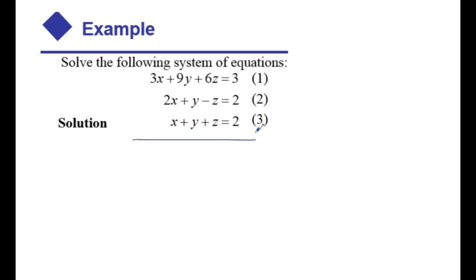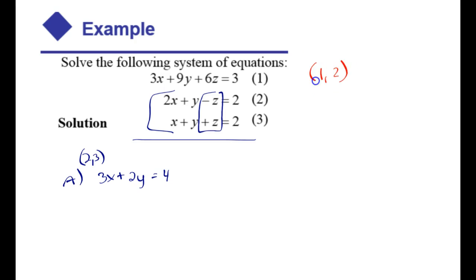So let's try this process again. You don't always have to eliminate z, but it looks like z's are pretty easy to eliminate right here. So I'm going to use lines 2 and 3 and just add them up. 3x plus 2y equals 4, and I'm going to call that equation A, the first equation that I found. So now I get a choice. Either I can use lines 1 and 2 to find equation B, or I could use 1 and 3, but I still have to eliminate the z.